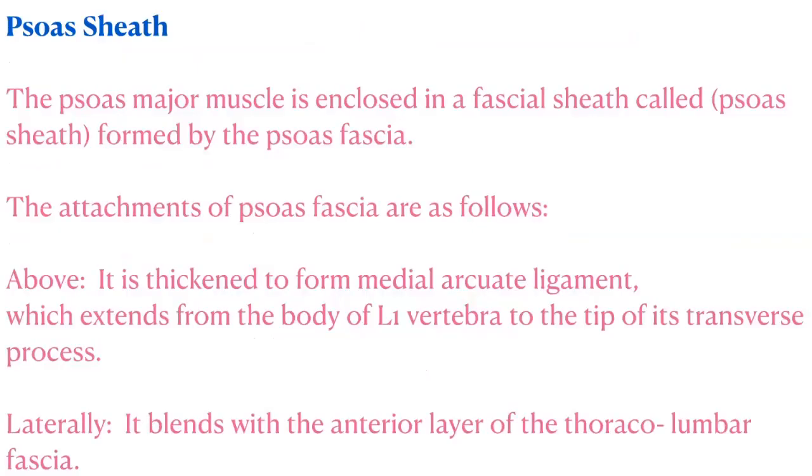Coming to the psoas sheath. The psoas major muscle is enclosed in a fascial sheath called the psoas sheath, formed by the psoas fascia. Attachments of the fascia are as follows.